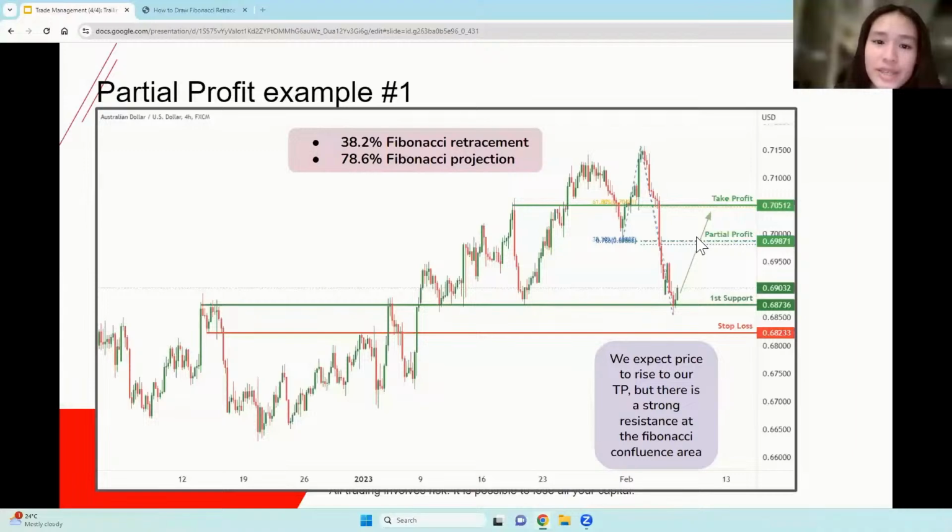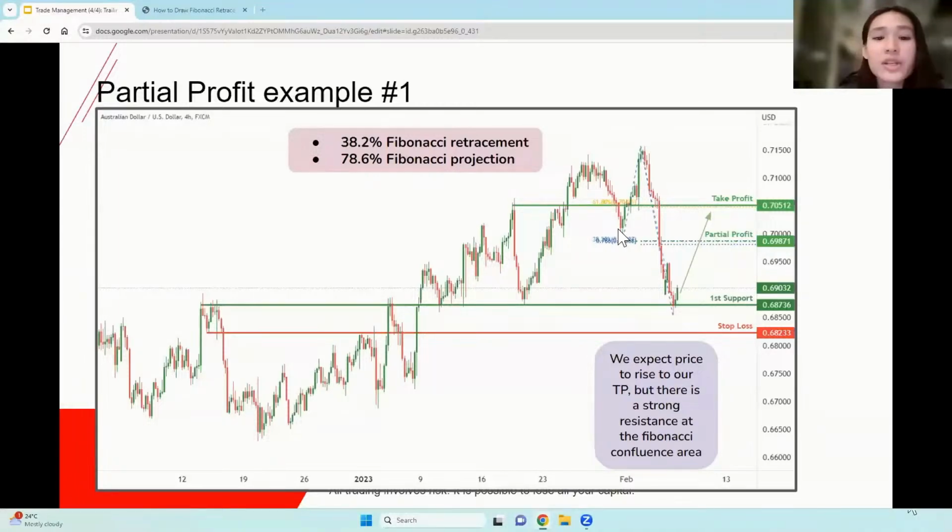So if you're thinking where exactly should you place a partial profit, firstly, you can pick any levels that are in between your first support and take profit. You can look for levels that have a swing low or swing high. That's basically how you identify levels. Okay, that's the first step.